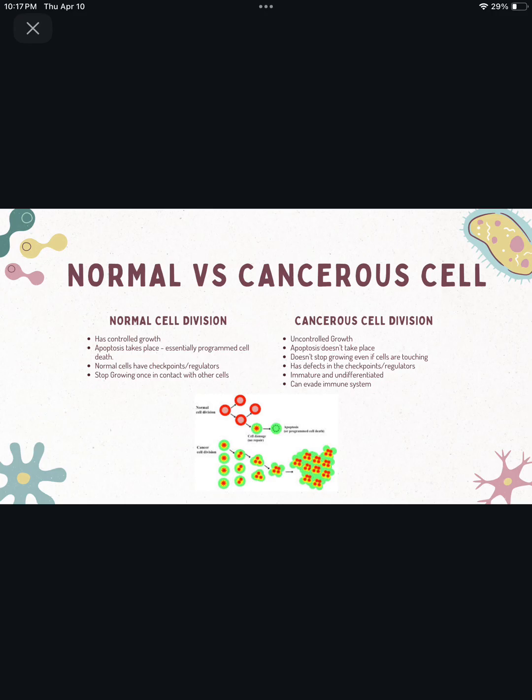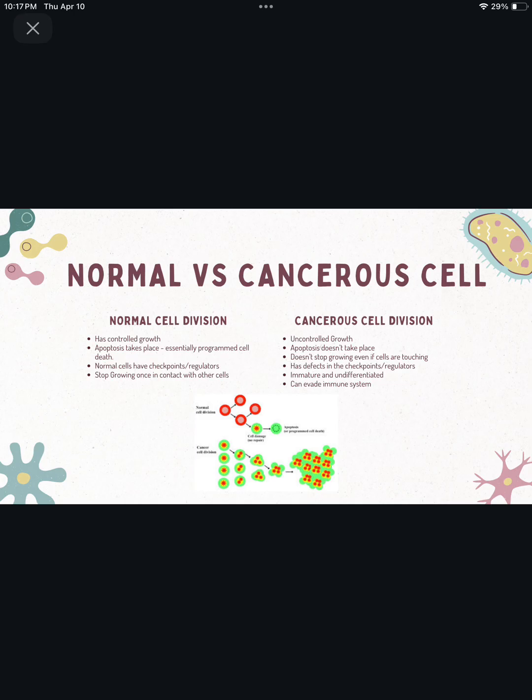Although cancer cell division can cause uncontrolled growth, meaning that it won't stop growing, it'll keep mutating. Apoptosis doesn't take place, so programmed cell death does not take place, and these cells will just stay there and live until something intervenes. It doesn't stop growing even if the cells are touching. So even if the cells are touching, they'll kind of just build on top of each other like a pile. There are defects in the checkpoints and regulators, such as the G2 one, which could cause DNA mutations and such.